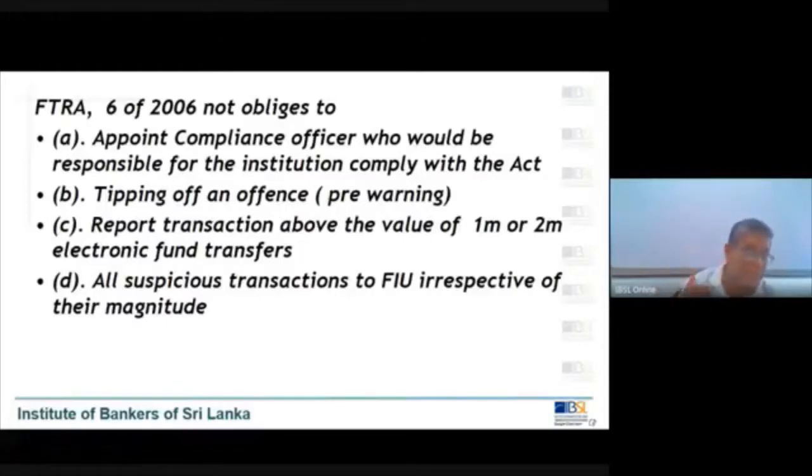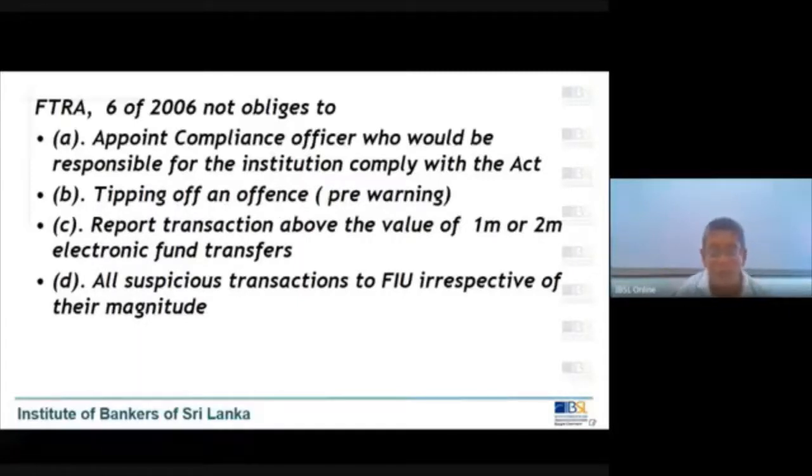If a customer does a transaction of more than 1 million, it has to be recorded and reported. That is the report form called CTR. Not 2 million. Whether it is cash or electronic fund transfer, whatever the mode, the maximum value is 1 million. That is the threshold level of financial transaction. So therefore the answer is C.